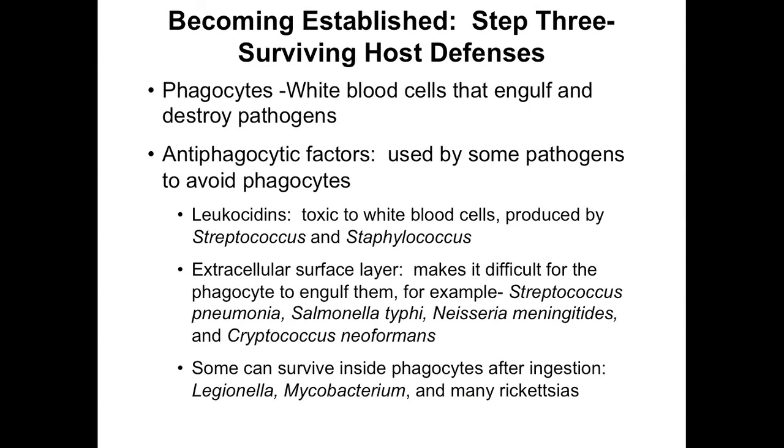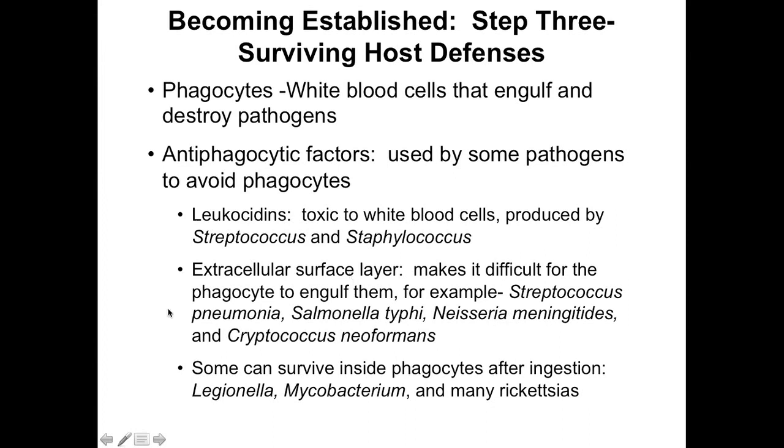Now you have to establish your infection, and this is surviving the host defenses, or step 3 of our infection story. The very first thing you'll encounter, at least from the host immune system, would be phagocytes. These are the vast majority of white blood cells, and their primary goal is to gobble up and destroy pathogens, along with any other kind of debris that makes its way into the body. To combat this, pathogens have come up with anti-phagocytic factors. Leukocidins are toxic to white blood cells. Obviously, if you kill the white blood cells, they can't phagocytose you.